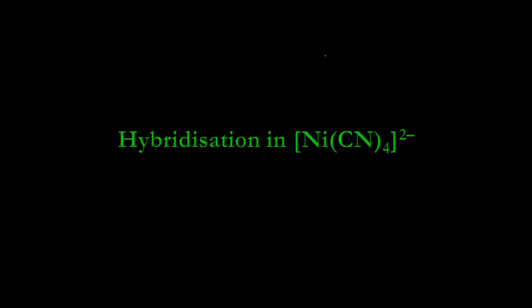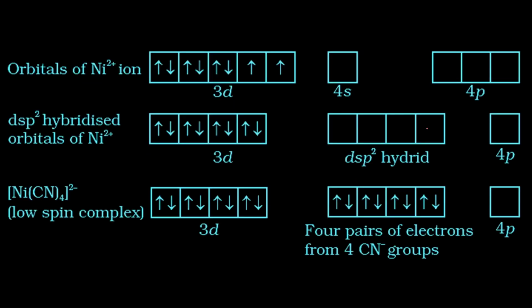Then hybridization in [Ni(CN)4]2-. Now in this case, CN is a strong field ligand, and you should remember all these things. I am saying it again and again, otherwise you will face problems. Oxidation state will be +2, not -2. It will be x minus 4 equals -2, so x equals 4 minus 2, that is +2. So you will write the electronic configuration of Ni2+, which you have already written. It will be like this: 2 unpaired electrons, and these will get paired.